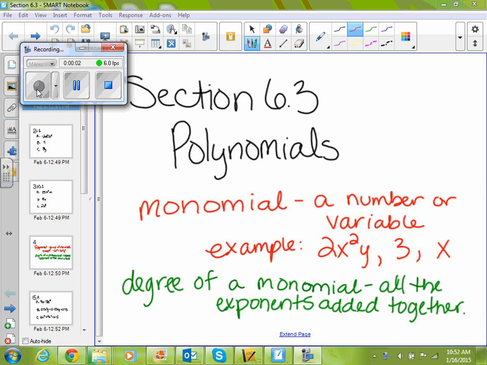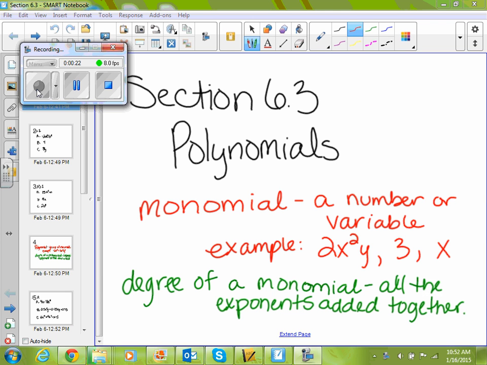Alright guys, today you're going to look at section 6.3, which is polynomials. We're going to look at this section today and tomorrow. I'll be back tomorrow to answer any questions. Your notes for this section, or some of your notes for this section, are on the board right now.